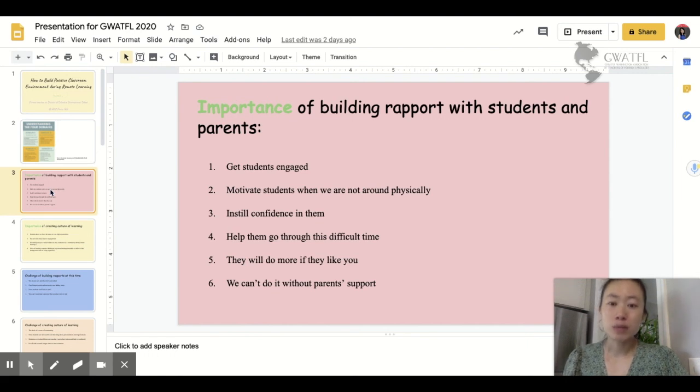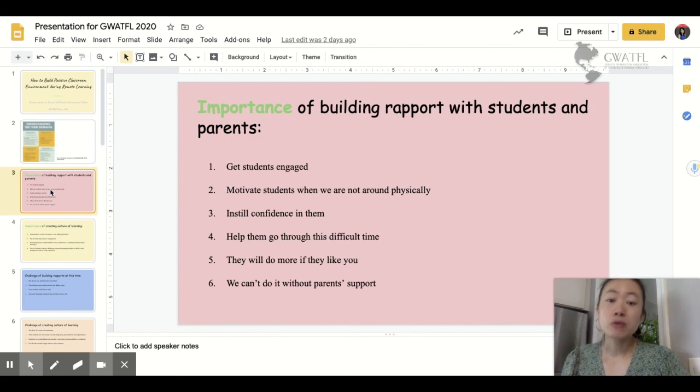Number 4, help kids go through this difficult time. This pandemic time is very hard. We never know what is going on with our students' lives, what kind of stress they're dealing with, their families are dealing with. So as educators, seeing us smiling at them, giving them individual attentions, or making class fun, those are all the small things that you never know may change their whole mindset.